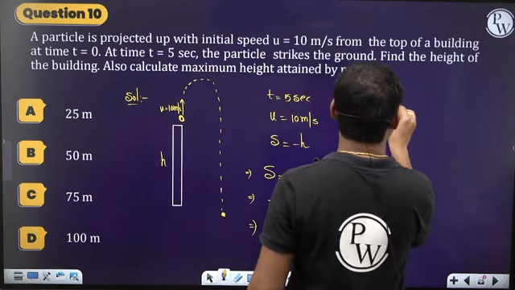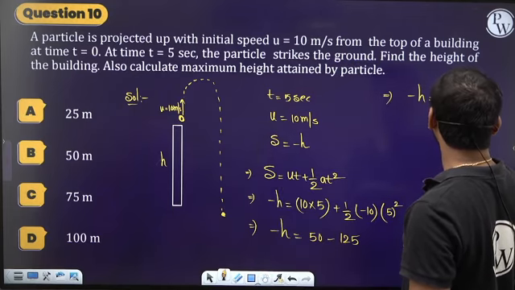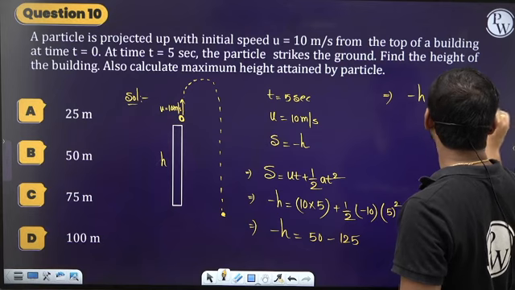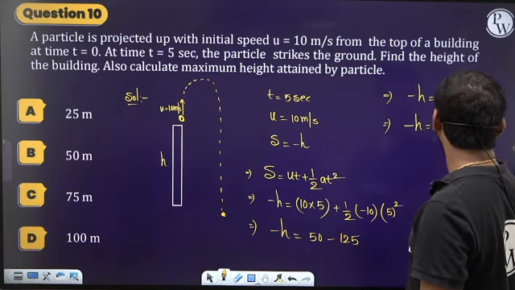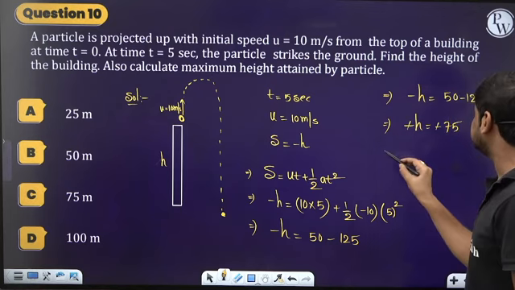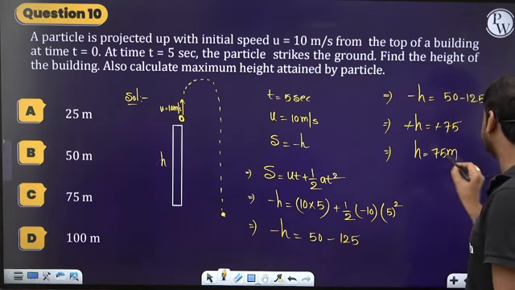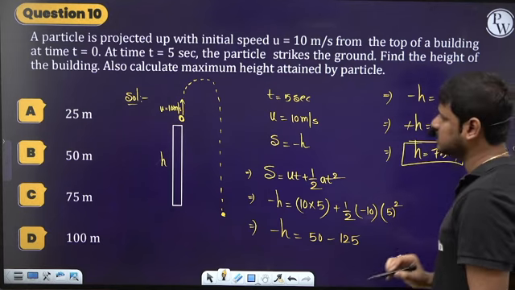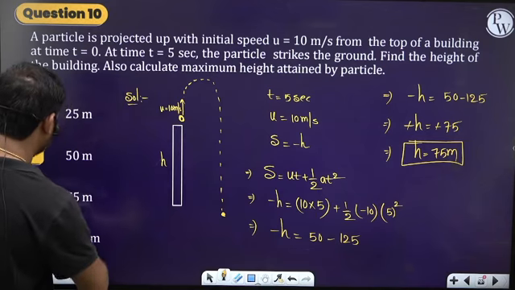So minus h equals 50 minus 125, which is minus 75. So minus h equals minus 75. The minus signs cancel, so h equals 75 meters. This is the height of the building. Okay, height of the building is 75 meters.